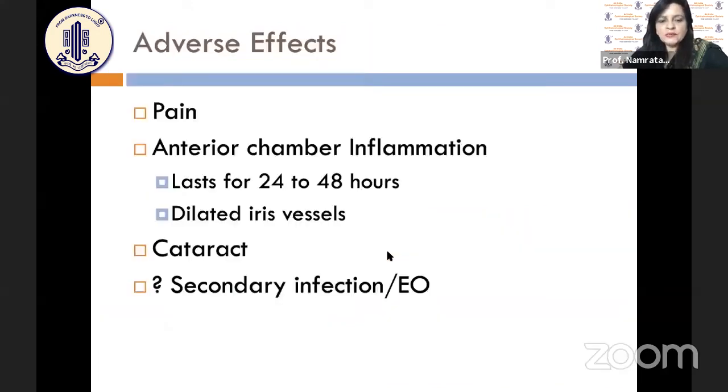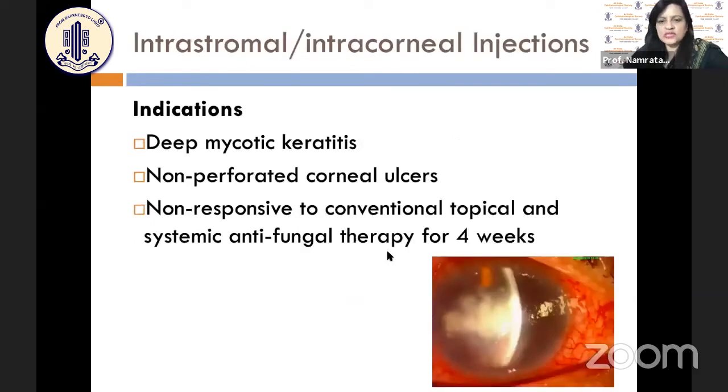And of course, there can be problems in the form of anterior chamber inflammation, cataract, pain, and theoretically there could be secondary infection, although there are no studies to say so.